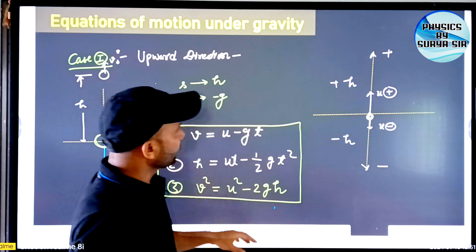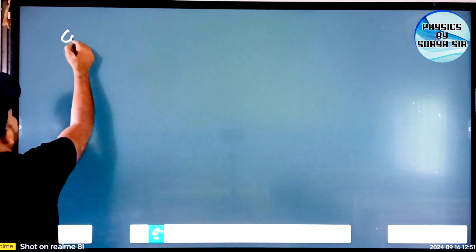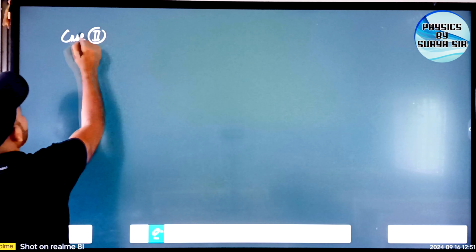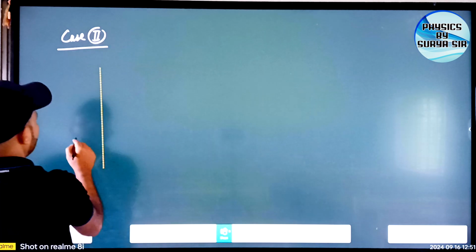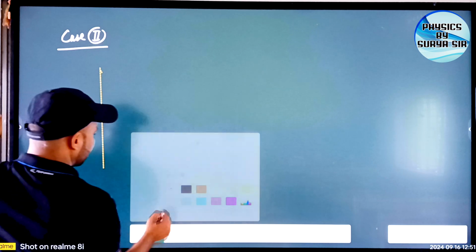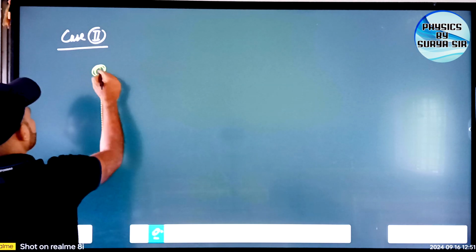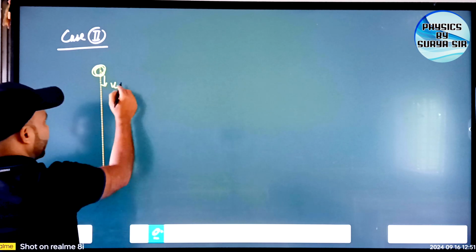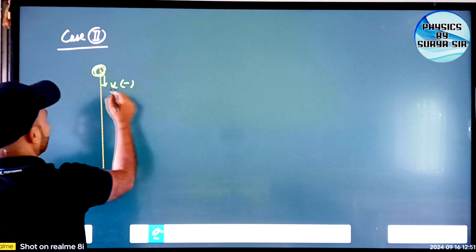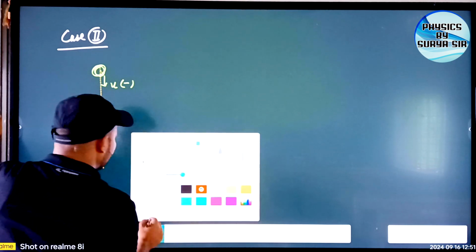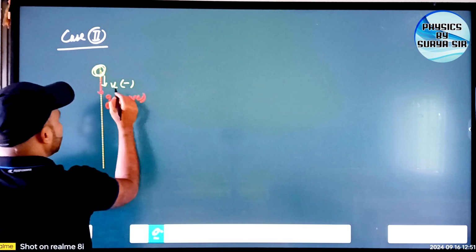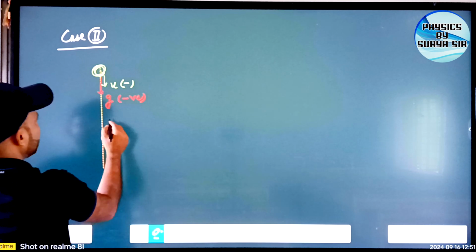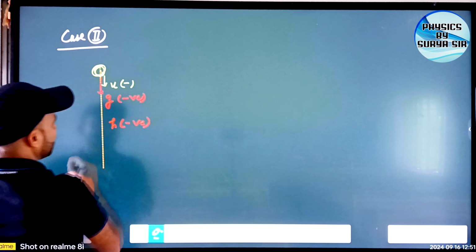Clear? Similarly, if we take case 2, when the object is moving in the downward direction. Suppose there is any object and it is moving downward. Here, suppose its initial velocity is U and U will be negative. And acceleration due to gravity is again acting in the downward direction, so G will also be negative. Displacement will be in the downward direction, so H will also be negative. Clear?